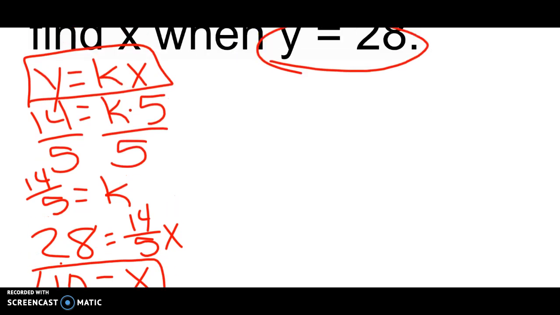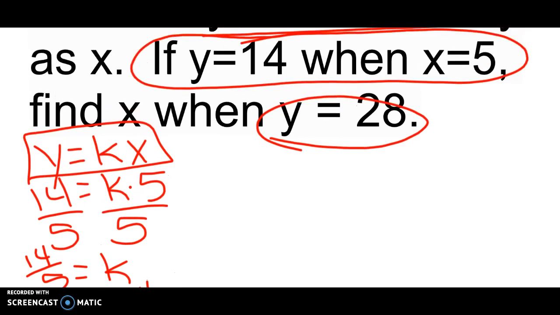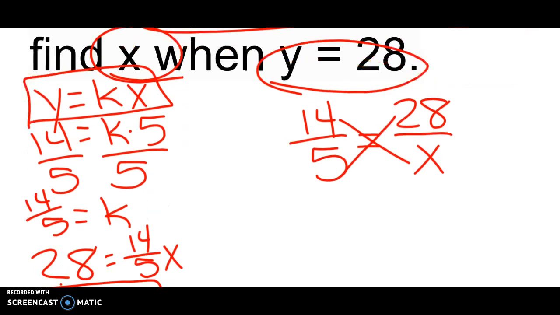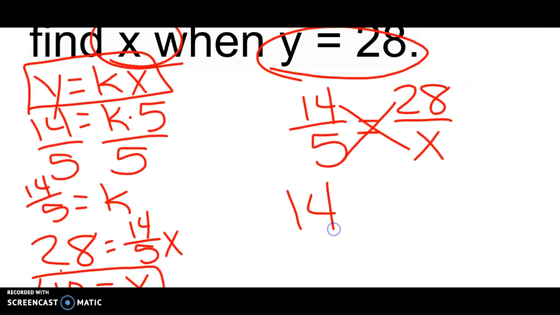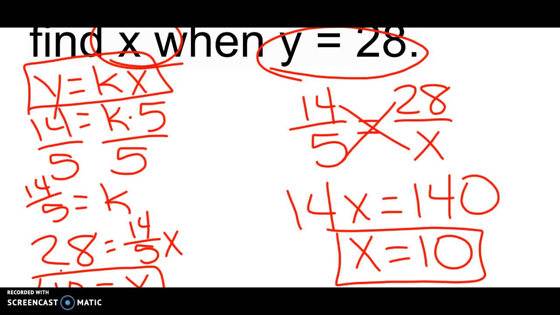All right. The other way to do this is to set up a proportion. All right, so we're going to do y over x. So 14 over 5 is equal to 28 over x because we're looking for x. Cross multiply. Once you cross multiply, you're going to get this, okay, and then x is 10. All right, that's about it for direct variations and functions.